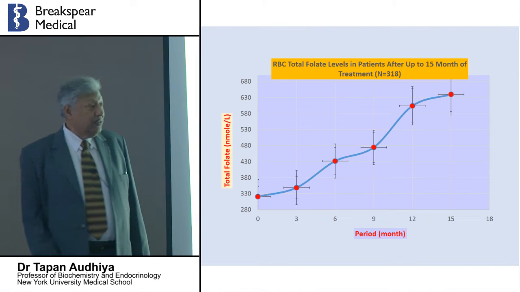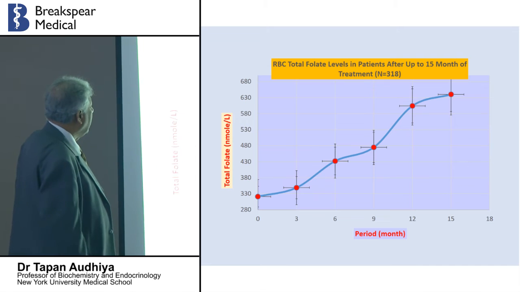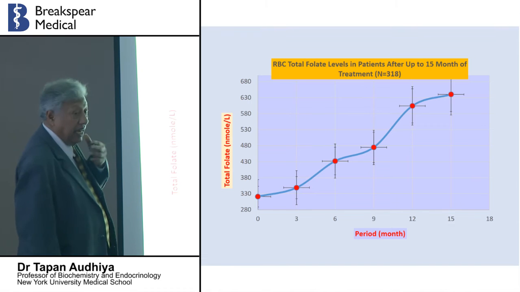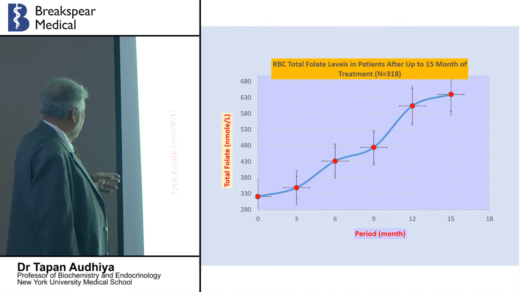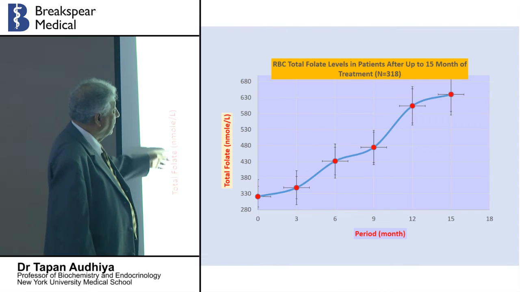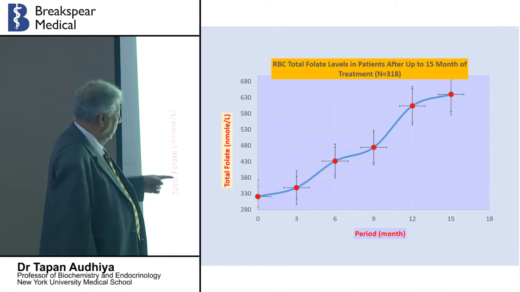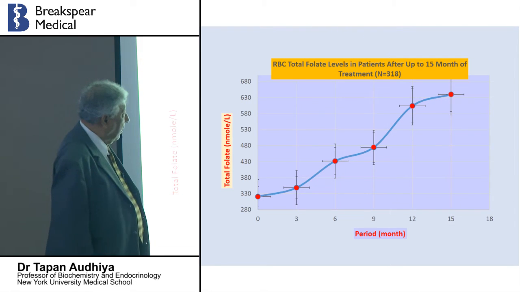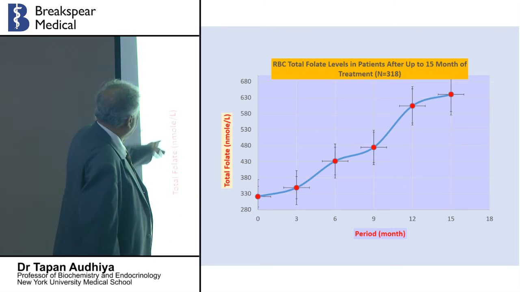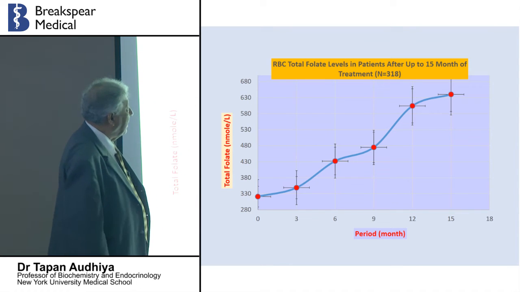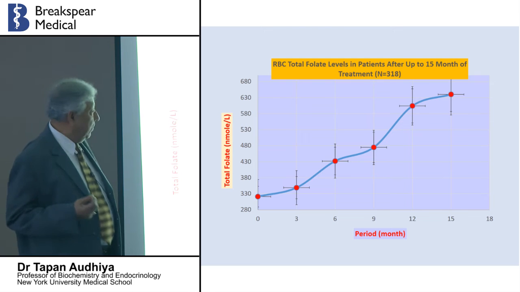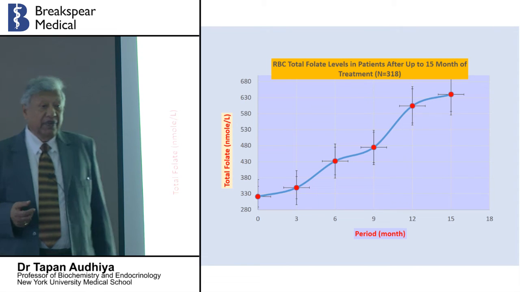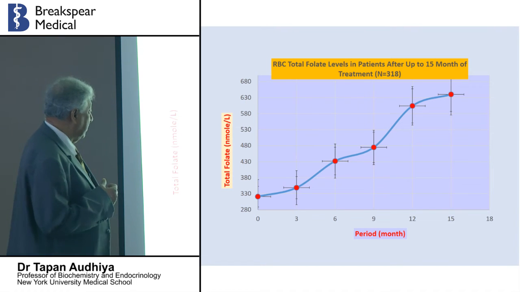Okay, these few slides I will show you very quickly. This was done on about 318 patients, and we wanted to measure total folate in the RBC. And look, we started with a 330 level, and over a 15 month period, you can go almost to 600. So by the appropriate treatment, which we are going to talk about, we really can change the total folate in the RBC, even though there is a gross mutation in different places.